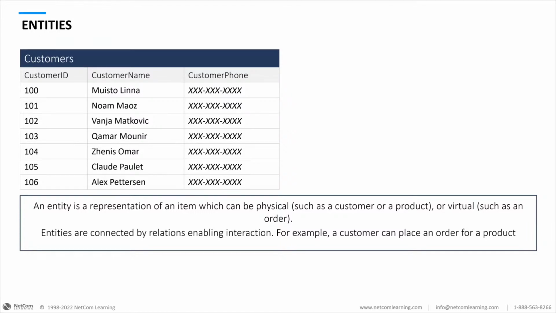Another thing that exists within the system is this idea of entities. Okay, now the definition here is that an entity is a representation of an item which can be physical, such as a customer or product, or virtual, such as an order. So an example is a customer can place an order for a product. So that's an entity, right? An entity is always a noun: product, user, name, customer, that sort of thing. So entities are connected by relations, enabling the interaction.